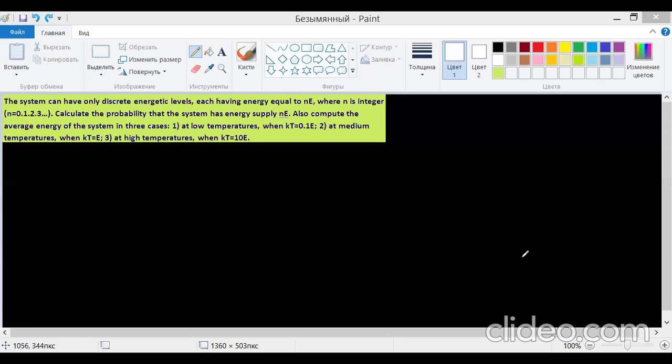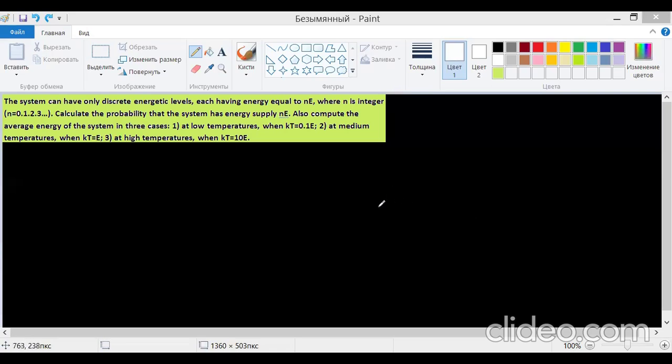So we've got a system. The system can have only discrete energetic levels, each having energy equal to n times E, where n is an integer, which can be equal to 0, 1, 2, 3, etc. They want us to calculate the probability that the system has energy n times E, and also they want us to compute the average energy of the system in 3 cases.